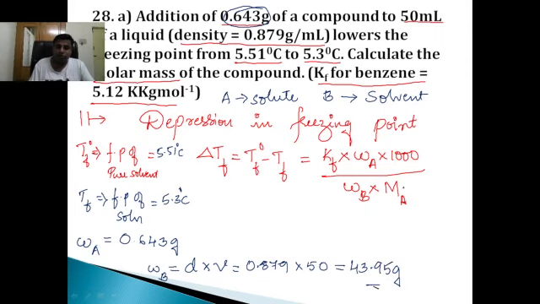You just have to substitute and calculate the molar mass. Can we also calculate delta TF? Delta TF is TF naught 5.51 minus TF 5.3. So this is going to be 0.21. Delta TF is 0.21. So let us substitute everything we have now.